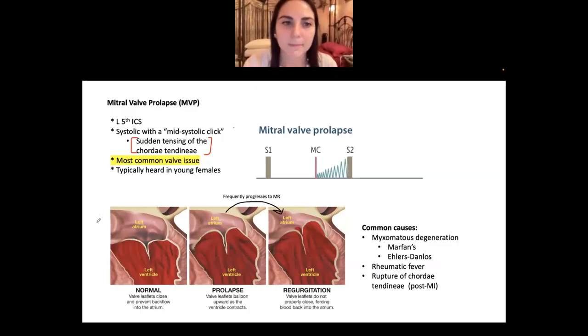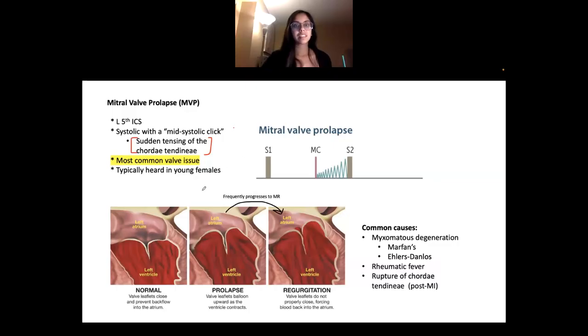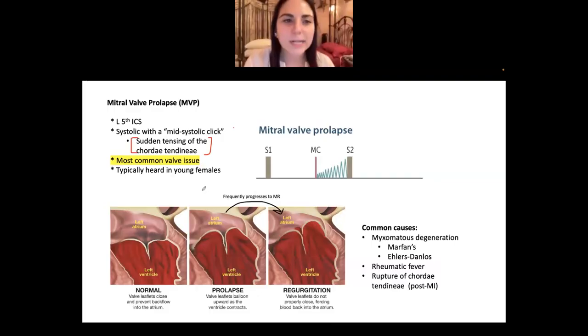Hopefully it'll make more sense when you go back through it. Just think of it like the chordae tendineae is going to stop pulling when the normal valve is in place. The prolapsed valve is still higher than normal, so that sudden tensing causes a click. It's like, why are you not back at normal? And it just tenses up, and that's what causes that click.